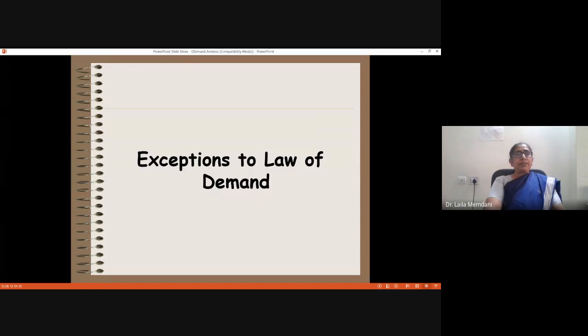What is law of demand? Briefly, I'll say that law of demand states that when price rises, people demand less, and when price falls, people demand more. And the demand curve slopes downwards from left to right. That is, there is a negative relationship between price and demand, ceteris paribus, that is, other things remaining same.